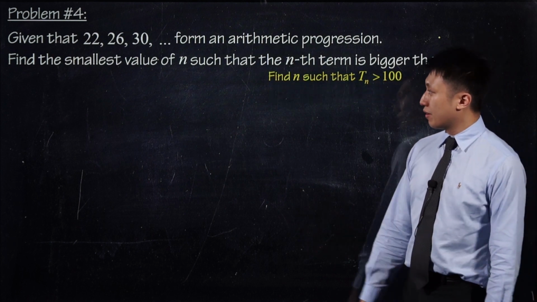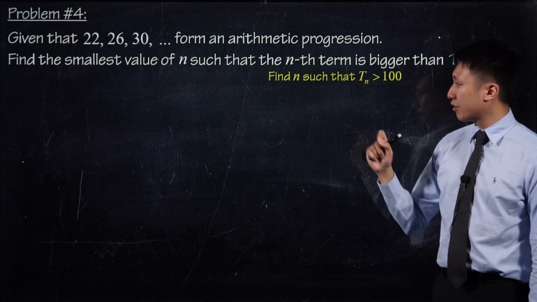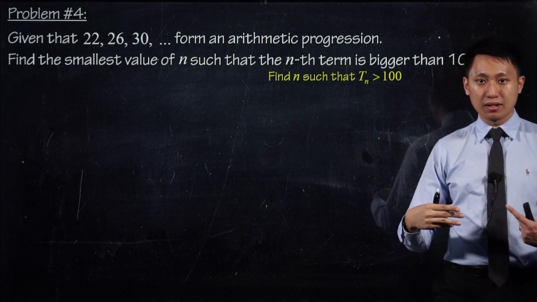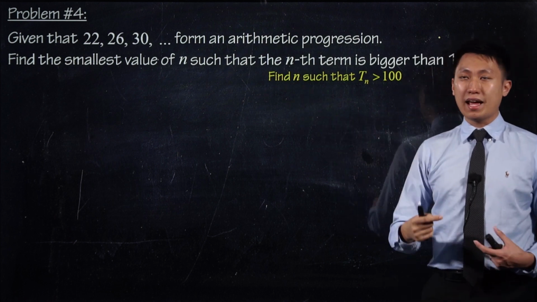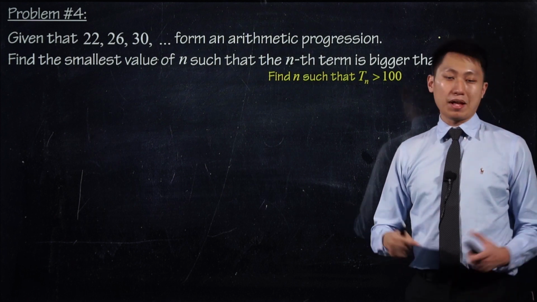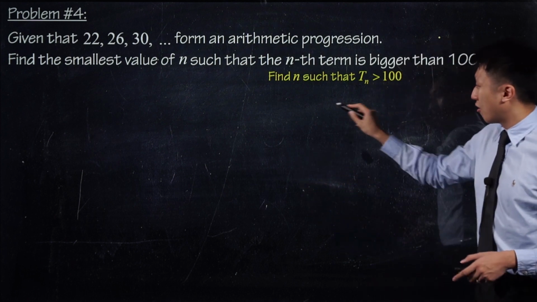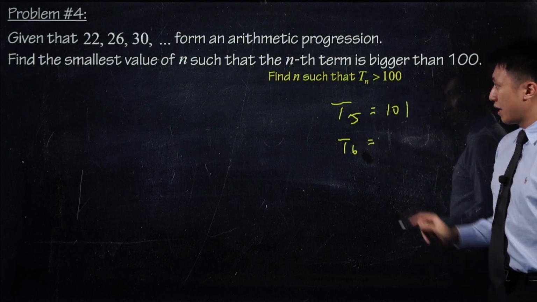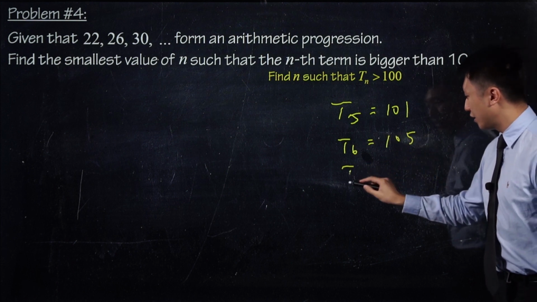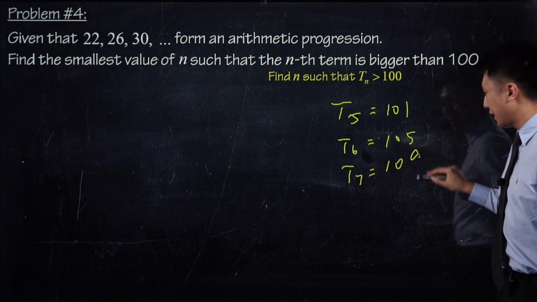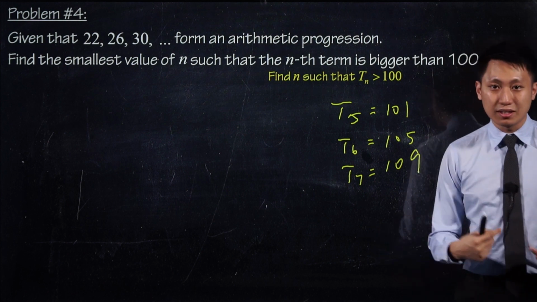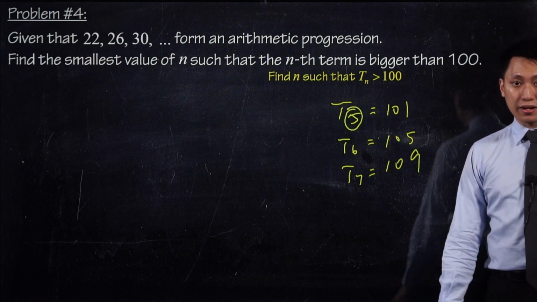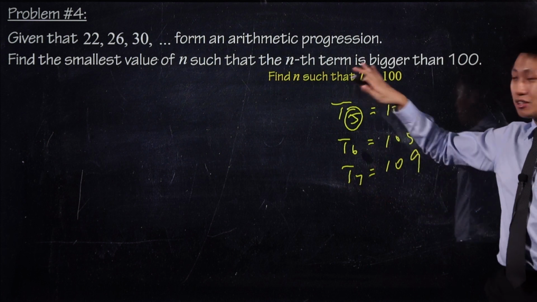So now here, what does it mean? It means that you want to find n such that Tn is bigger than 100, and this n has to be the smallest one. So meaning that, let's say I tell you one value, like T of 5 is 101, T of 6 is 105, and T of 7 is 109. What is the smallest n such that Tn is bigger than 100? So that's 5, right? That's the smallest one. So that's what it means here.